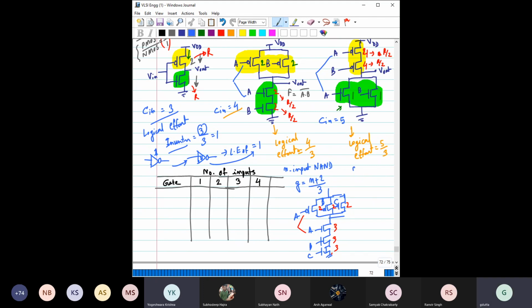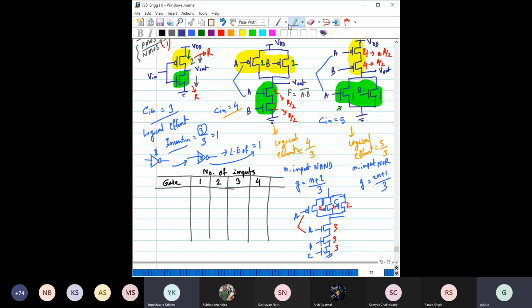Similarly, for an n input NOR gate, the logical effort is given by (2n plus 1) by 3. You can test it. It's not a big thing, but you can test it. So hopefully you will get this result only.